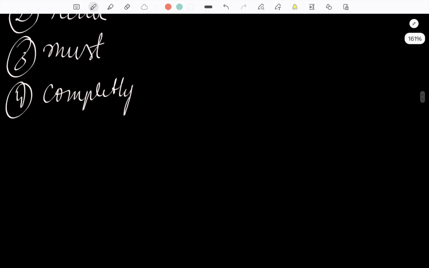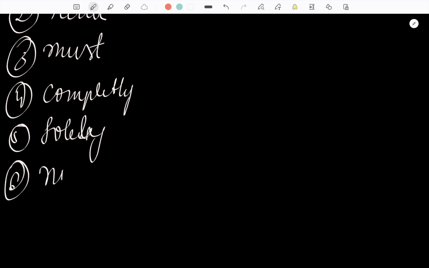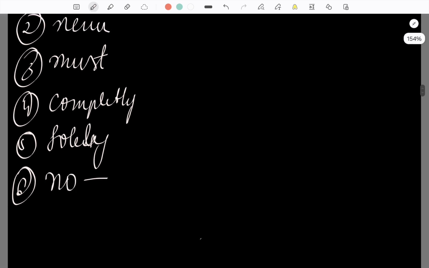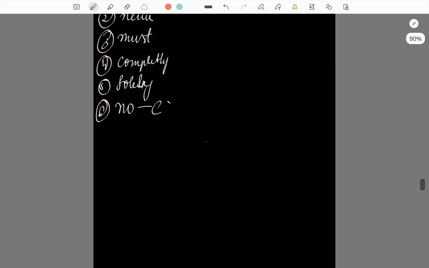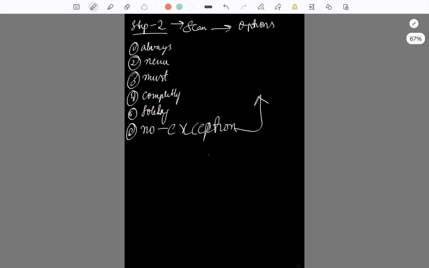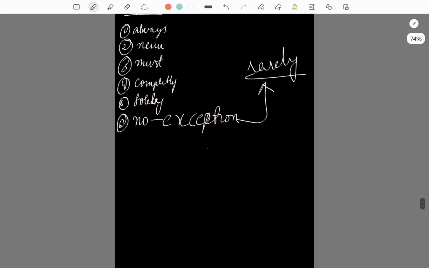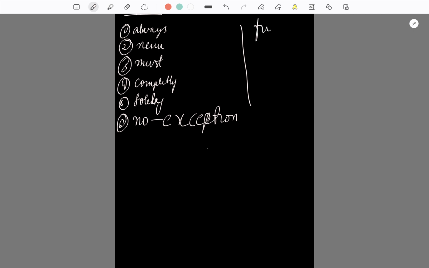Fifth one will be yours solely. Sixth one, no exception, we can say. This comes very rarely in the options. Very rarely it comes in the options, but you need to know. It comes in the CAT passages, for sure for the CAT, but not for us. Also we can say fully, and also cannot. Just note it down.